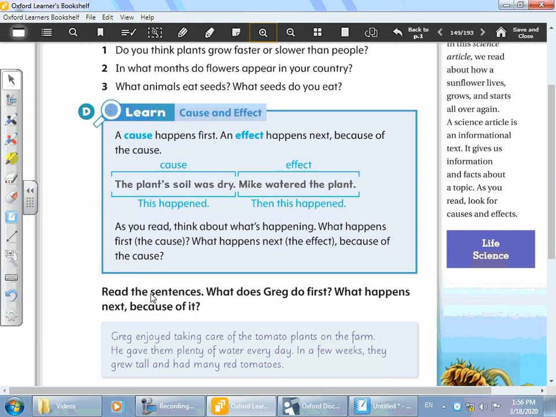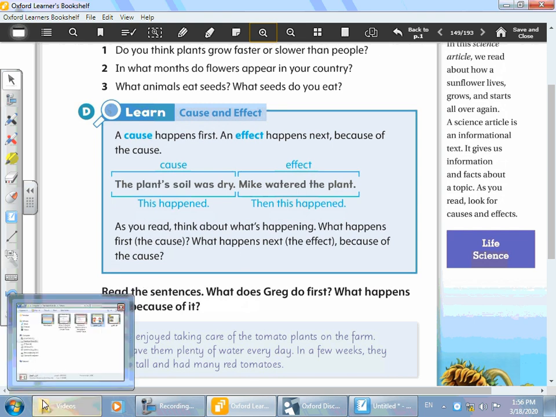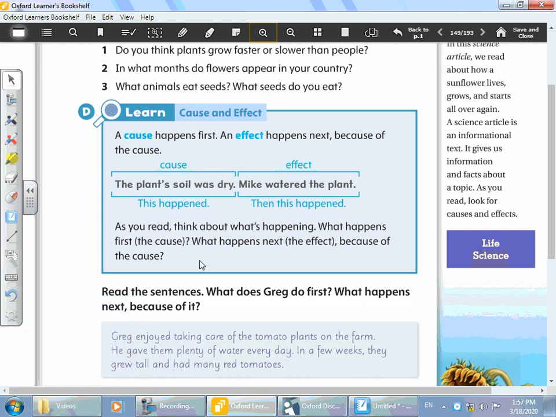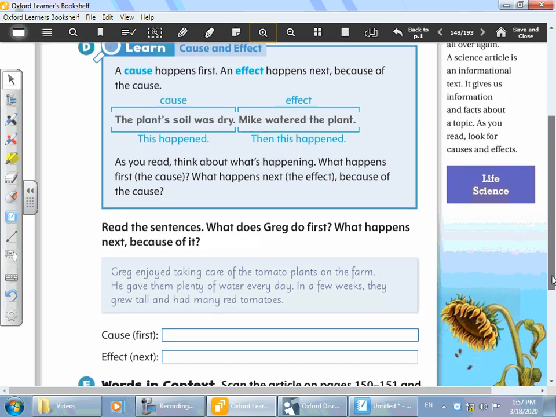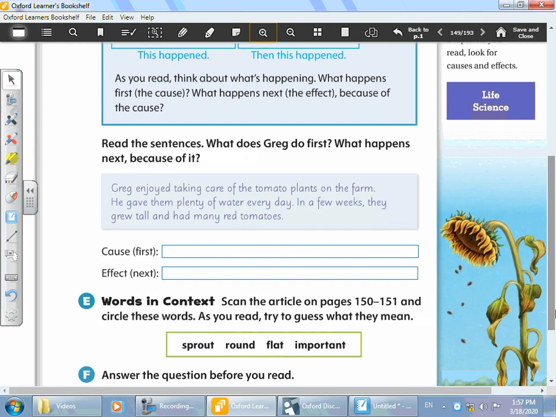But we must think as we read here. It says, as you read, think about what's happening. What happened first? It's the cause. And what happens next is the effect, because of the cause. Okay? Very nice, yes? Because of the cause. Okay, so next here, what are we going to do? It says, read the sentences. What does Greg do first? What happens next because of it?